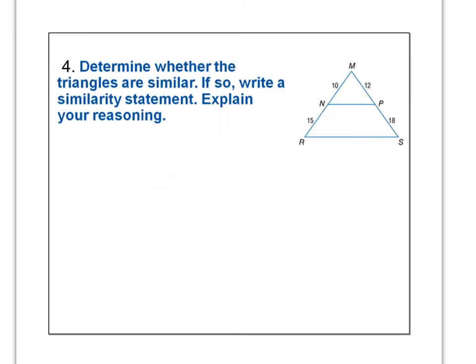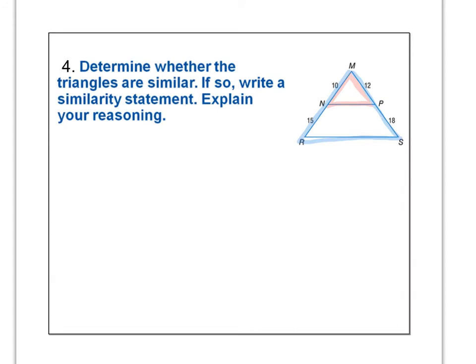Number 4, determine whether these triangles are similar. If so, write a similarity statement. Explain your reasoning. So the two triangles that we're talking about are this little triangle up here in red, and then this bigger triangle down here in blue.